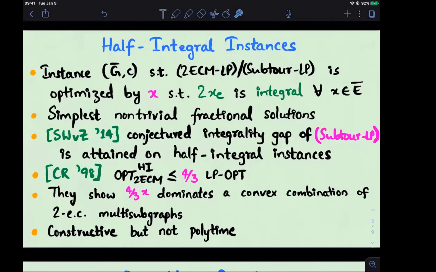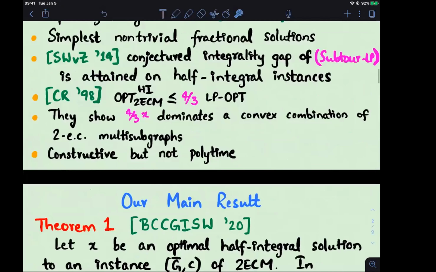More than 2 decades ago, Carr and Ravi showed that the integrality gap of the 2ECM polytope is at most 4/3. And they do this by showing that the vector 4/3 x dominates a convex combination of incidence vectors of 2ECM solutions. The result is constructive, but it is not polytime. Our contribution is that we give a polytime algorithm for this.